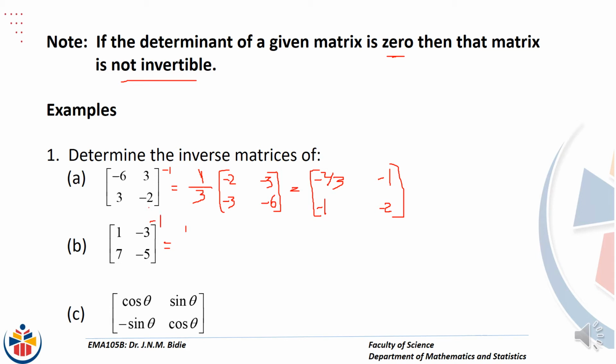Note that I'm writing power to -1 to show that I'm doing the inverse. So we have 1 divided by, we've got -5 plus 21. That means we've got 16. Interchange those A and D values, and then change the signs of the other two. That means we've got -7 there.